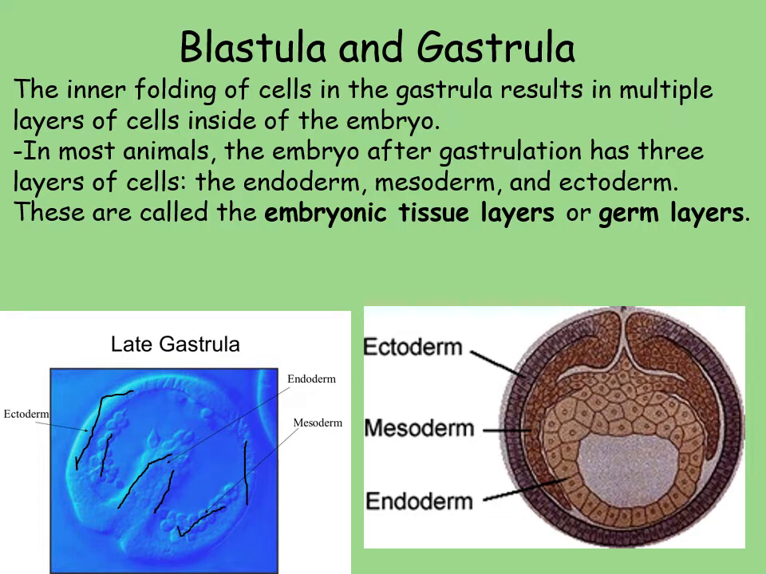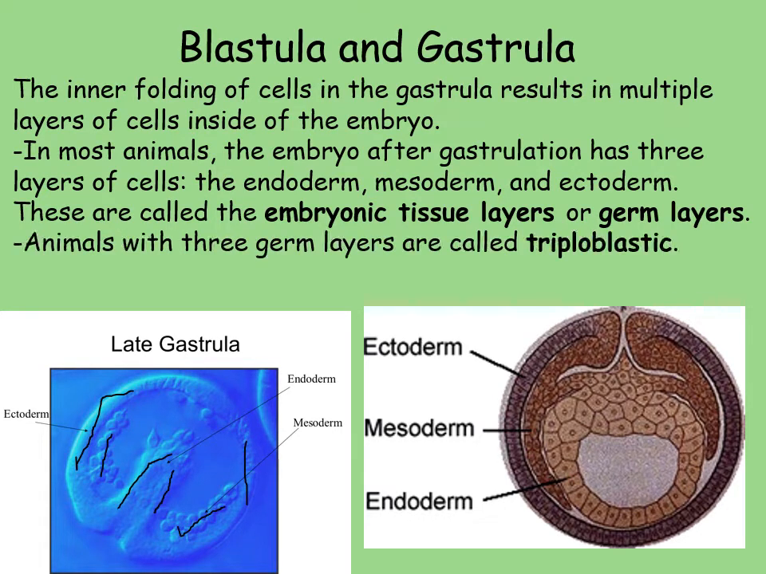So these are referred to as the embryonic tissue layers or germ layers. And it's really a consequence of this infolding which is creating these different layers of cells. So animals with these three germ layers are called triploblastic. And most of the animal groups we looked at, the bilaterians, for example, are all triploblastic. The only animals that would not be triploblastic would be the cnidarians, sponges, placozoans, those guys. But for all of the bilaterian groups, the protostomes and deuterostomes, they would be triploblastic. So they would all have these three germ layers as an embryo.